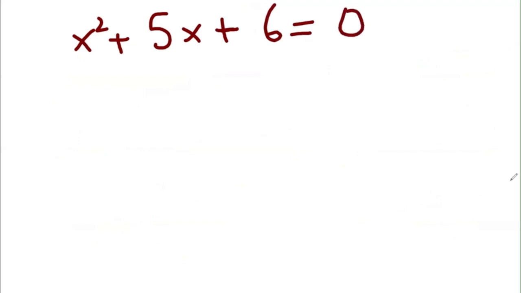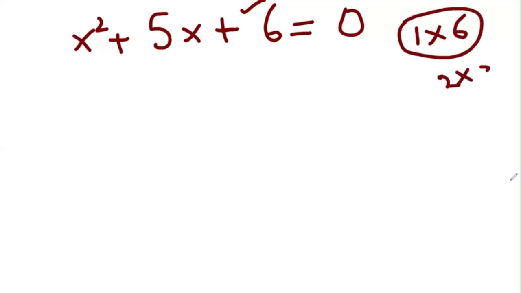X squared plus 5x plus 6 equals to 0. We have to make factors of the third term, 6. The factors are 1 multiplied by 6 and 2 multiplied by 3. These are the factors of 6. Out of these two, we have to select 1.